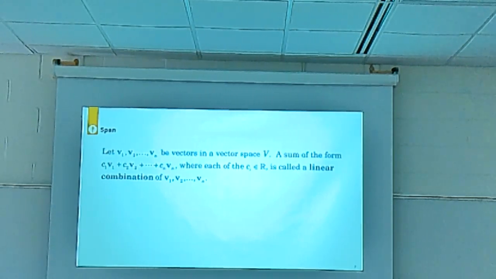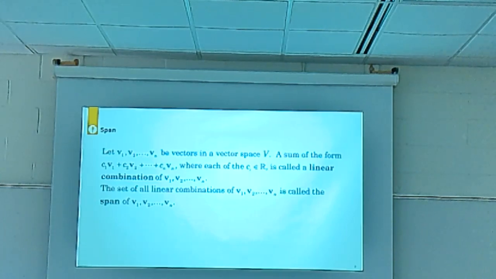You have n vectors, call them v1 to vn. Any linear combination, or any sum of that form, is called a linear combination of your v's. The set of all linear combinations is called the span of those vectors. It'll be notated span of the set.